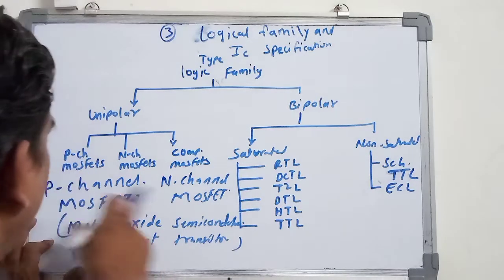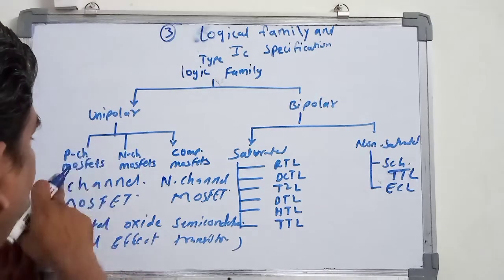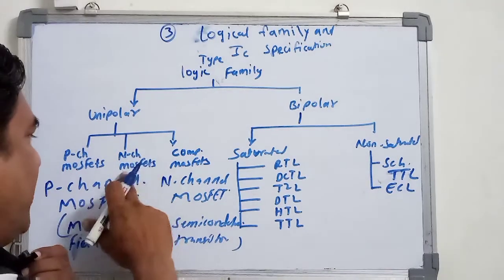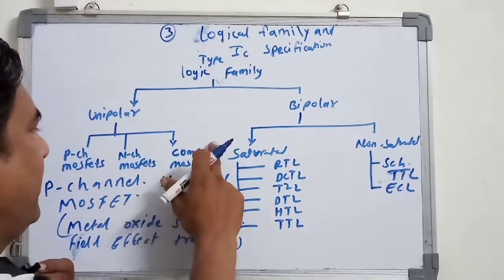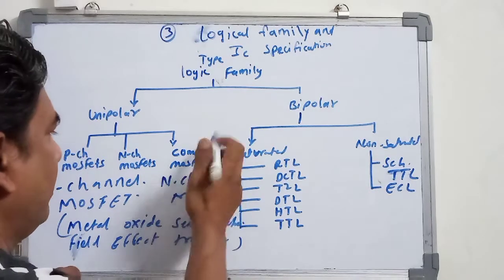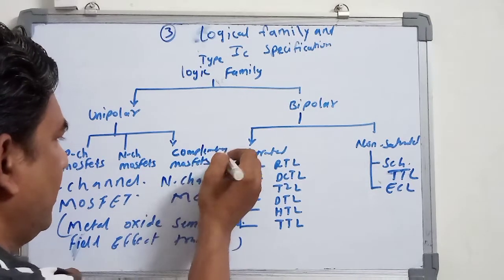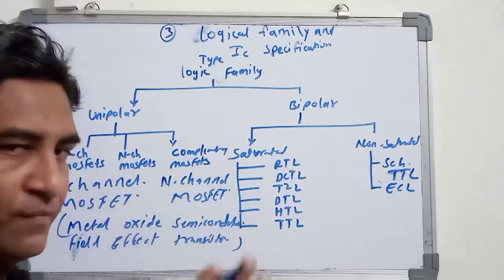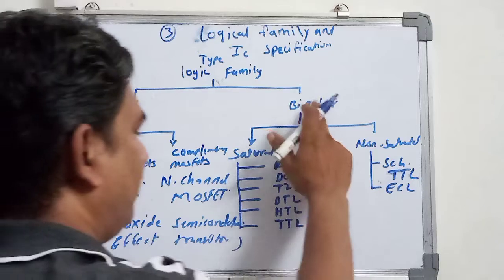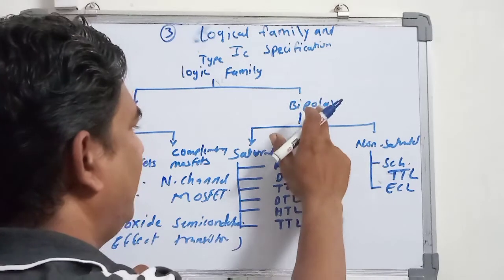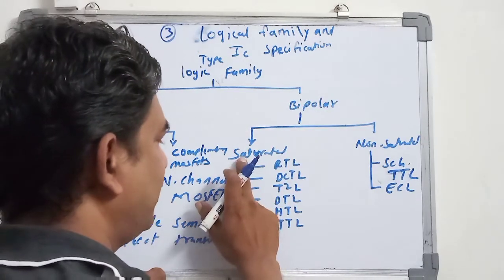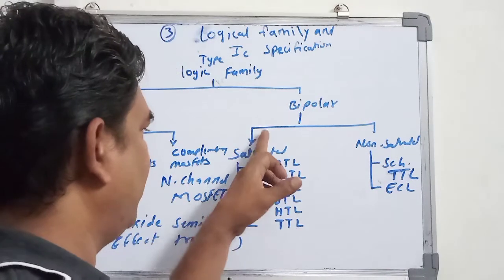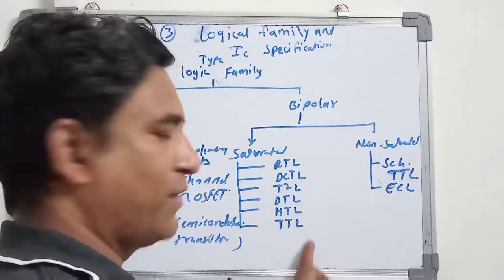Okay, students. So you may understand from this, there is a P-channel metal oxide semiconductor field effect transistor. Here it is a N-channel metal oxide semiconductor field effect transistor. Here it is a complementary metal oxide semiconductor field effect transistor. Okay. Now let's come to the bipolar. Bipolar has been classified into the two types. First is the saturated and second is the non-saturated. The saturated has been classified into six different types.